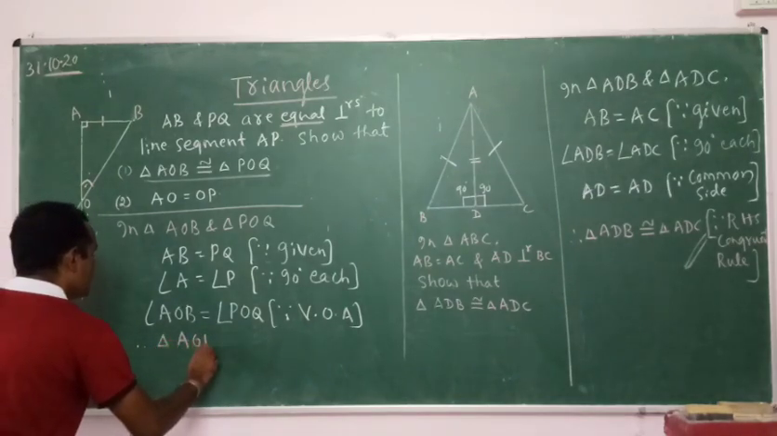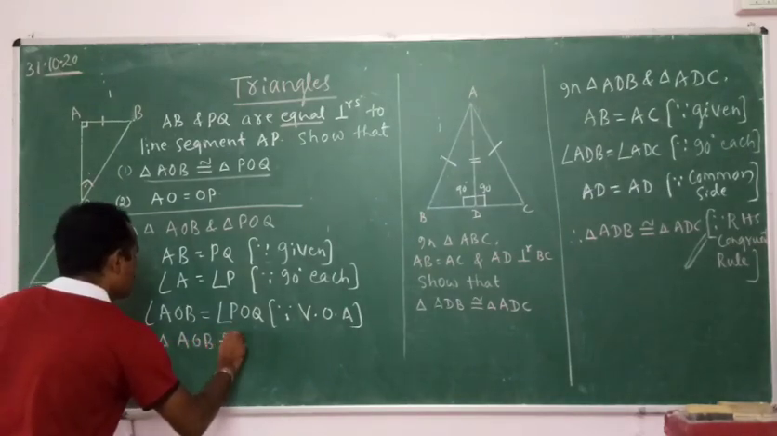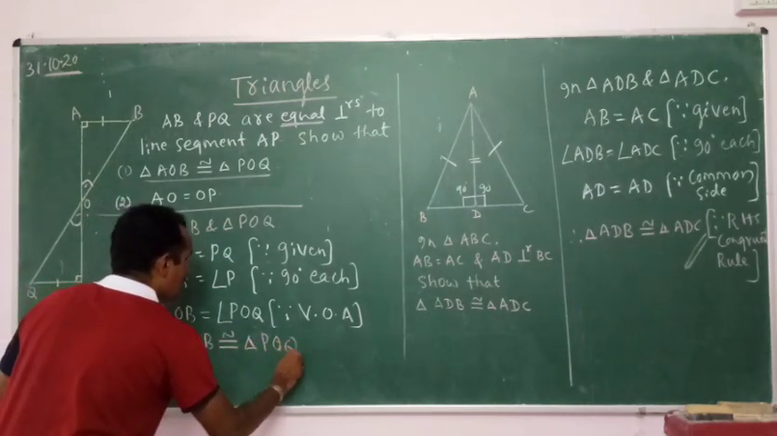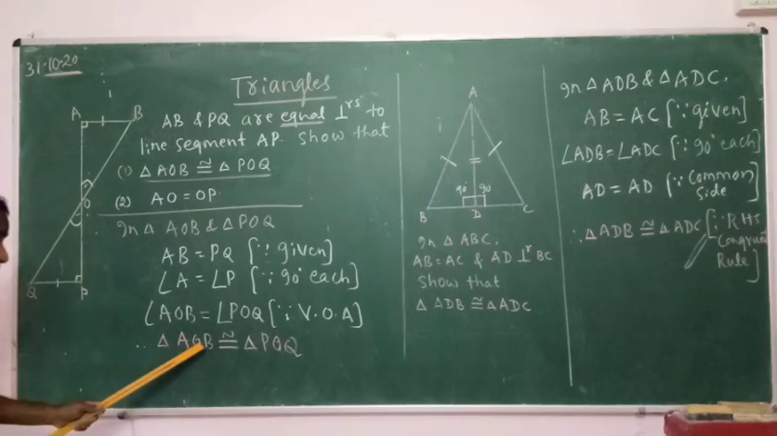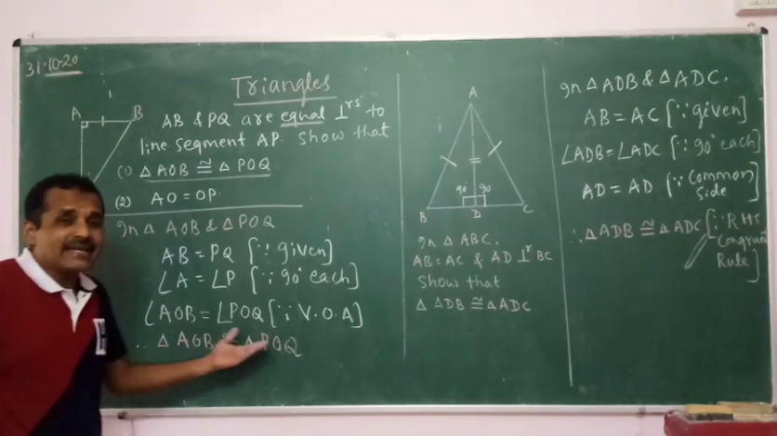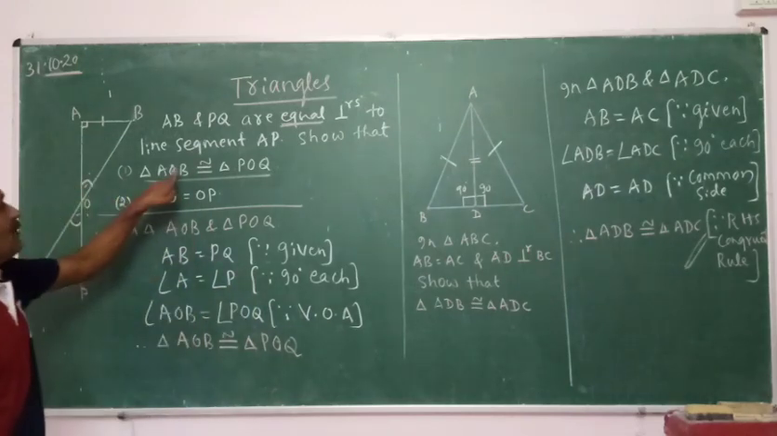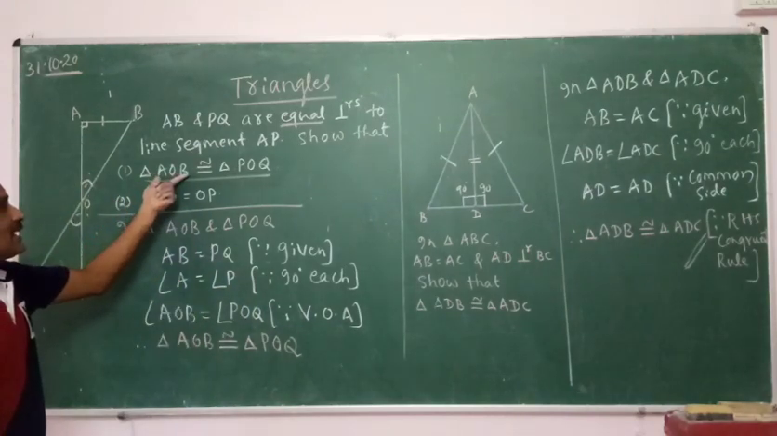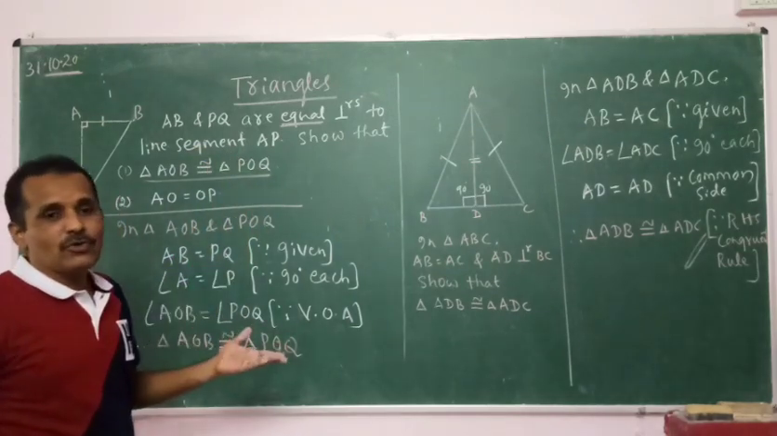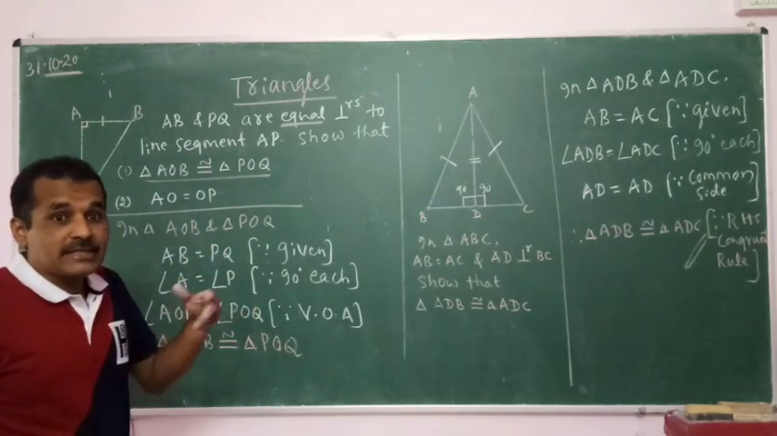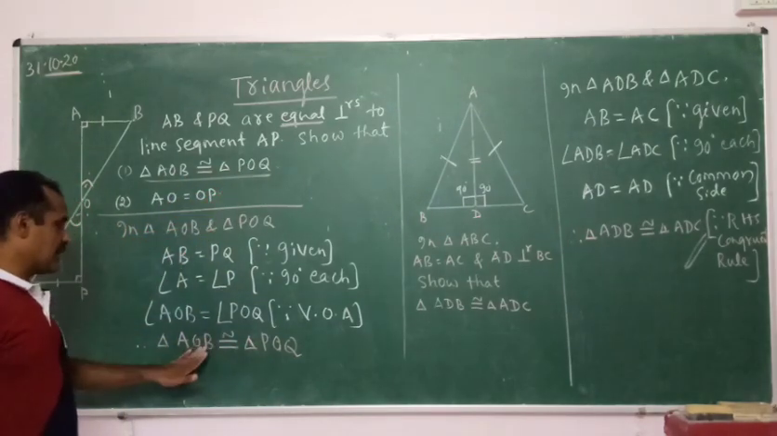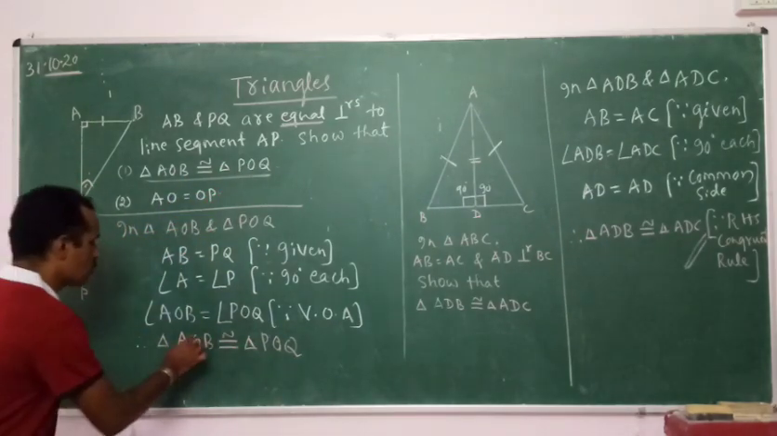Therefore, triangle AOB is congruent to triangle POQ. My dear children, here order is very important. I have not taken much care here because they only gave it: show that triangle AOB is congruent to POQ. Since they have arranged and given it, I can write it directly.